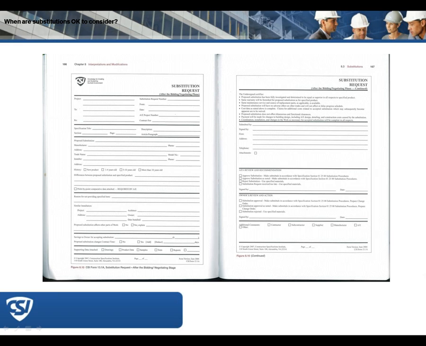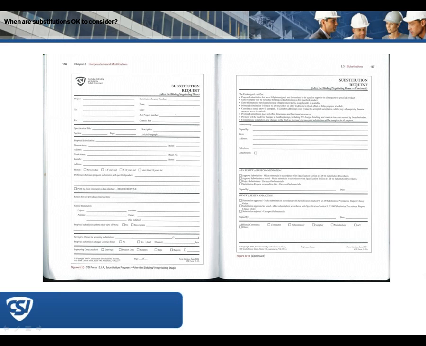I'm sorry, say that again. Sure. If the CSI substitution request form is used, doesn't it identify the means for the use of the substitution? Well, it should. It should include the means, yes.